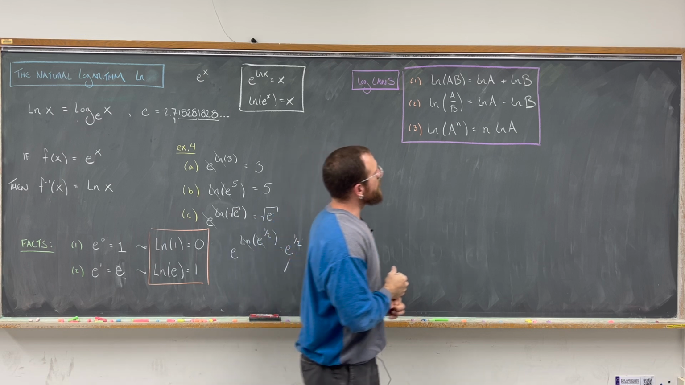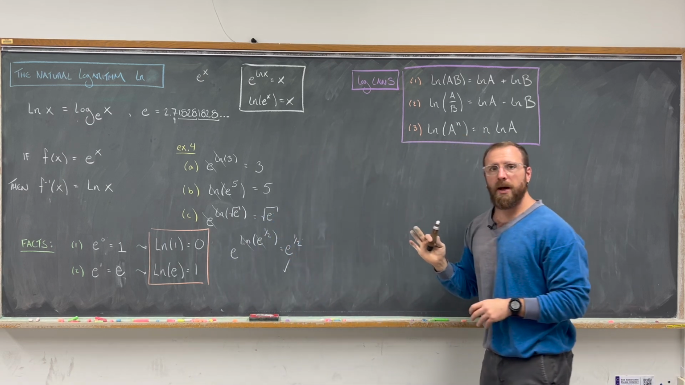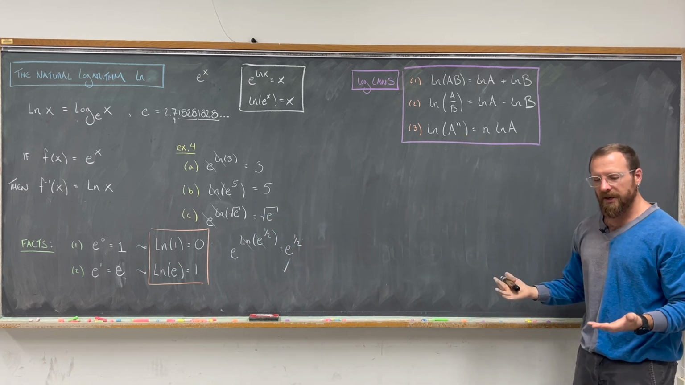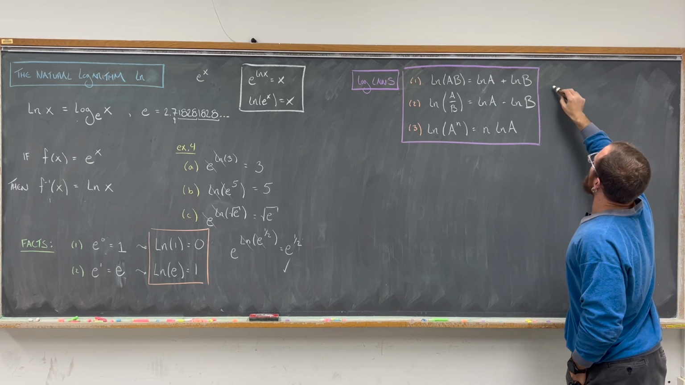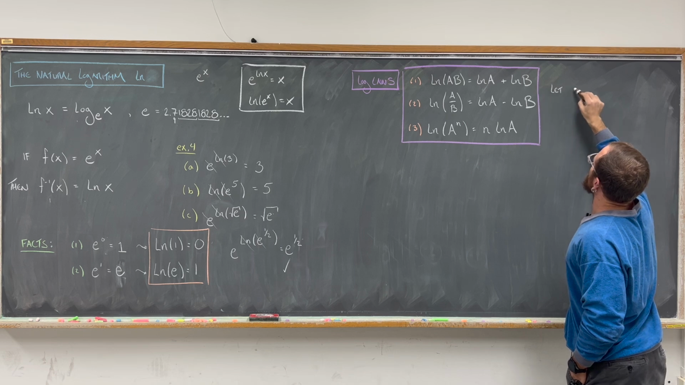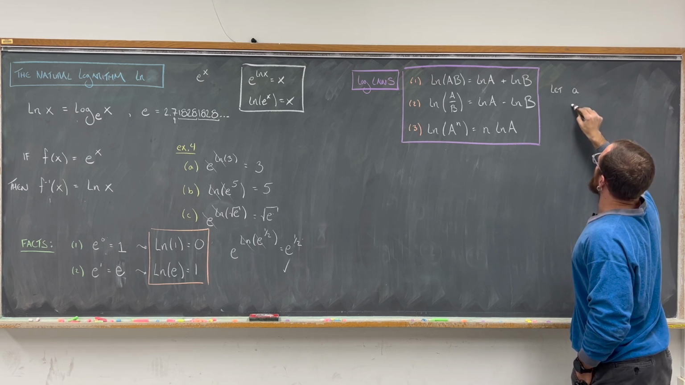Okay, so I want to prove these. I want to show how these don't have to be just accepted at face value, but you can understand what they're saying. To do that most easily, I'm going to introduce some letters, little a and little b.